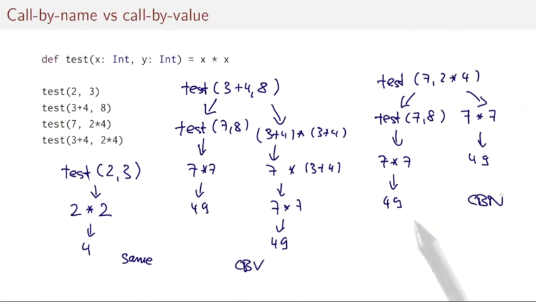The fourth example, test(3 + 4, 2 * 4), combines the evaluations of the second and third example, so it comes as no surprise that it's again a draw, that call by value and call by name reduce in the same number of steps then.